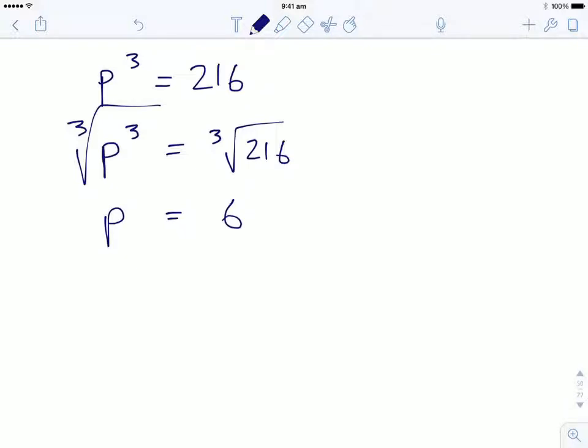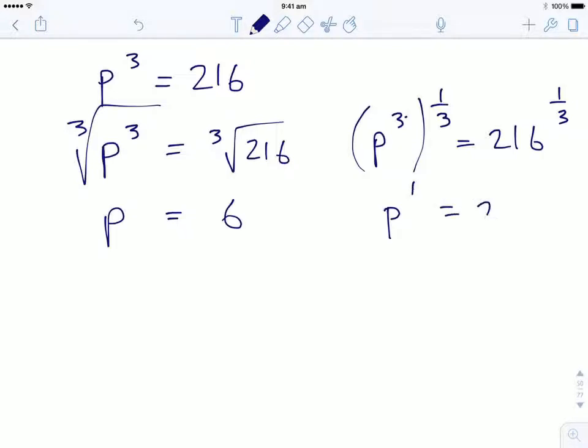The other way you can think of this is you've got p to the power of 3, a power of a third to both sides is what will solve this equation. Okay, on the left hand side here, power to a power, 3 times a third is p to the power of 1. And 216 to the power of a third is 6.